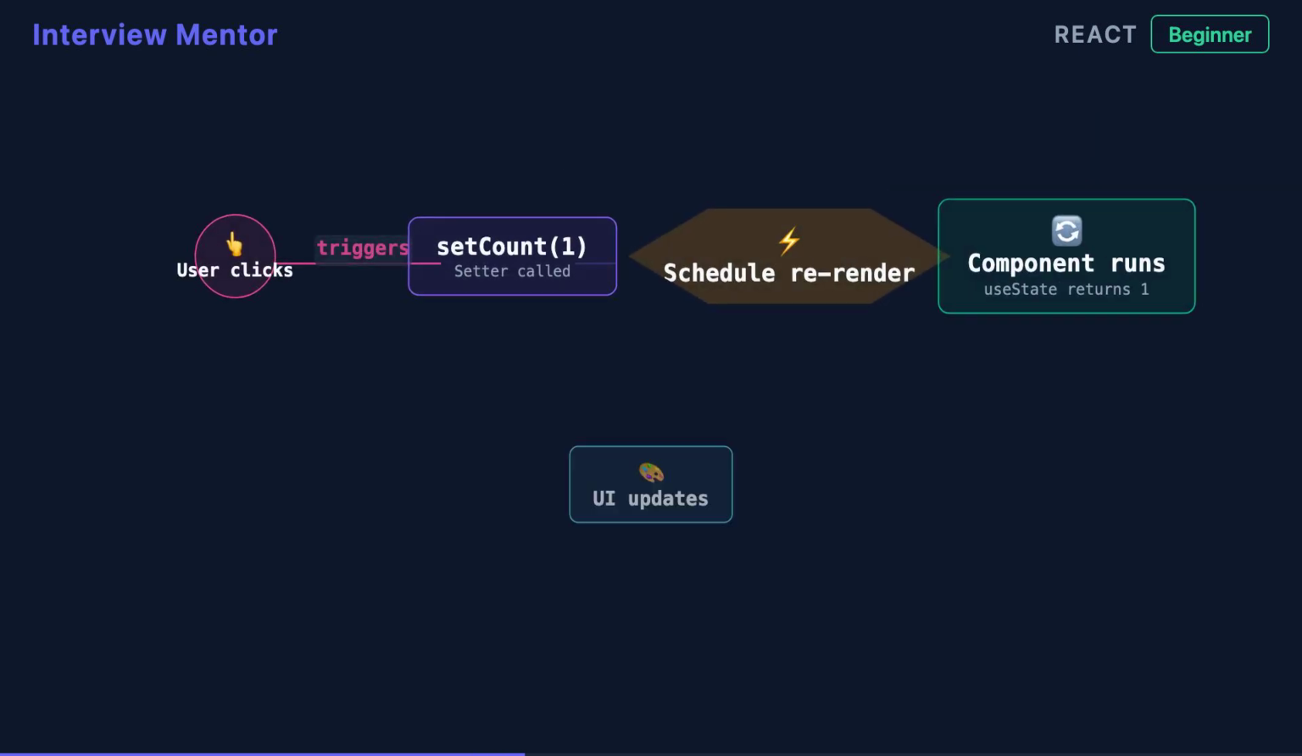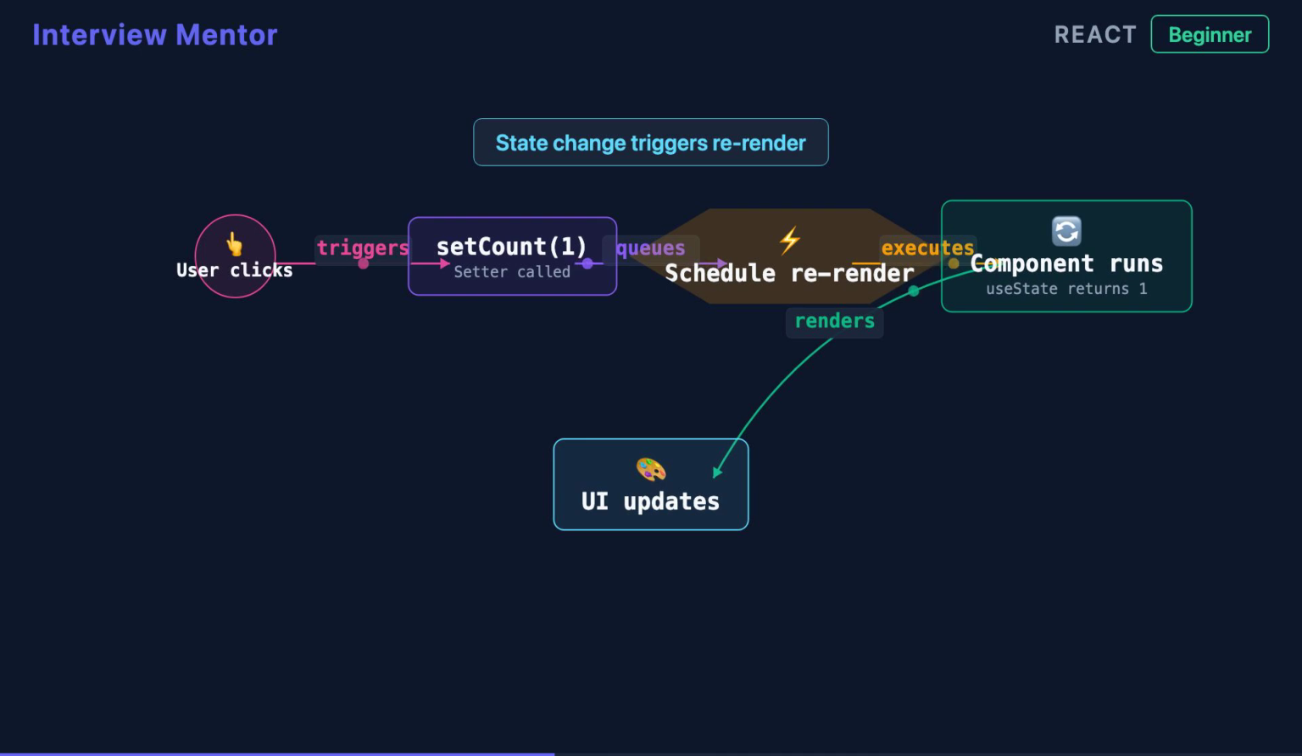When you call the setter function, React schedules a re-render of your component. The component function runs again, but this time useState returns the updated value. This is how your UI stays in sync with your data. Every state change triggers a fresh render cycle.